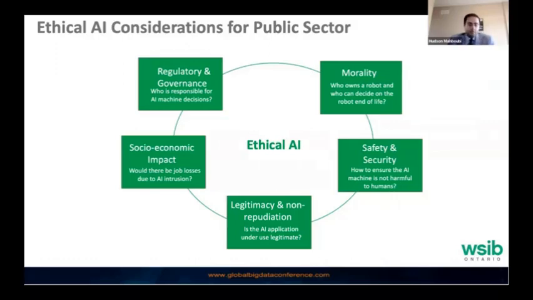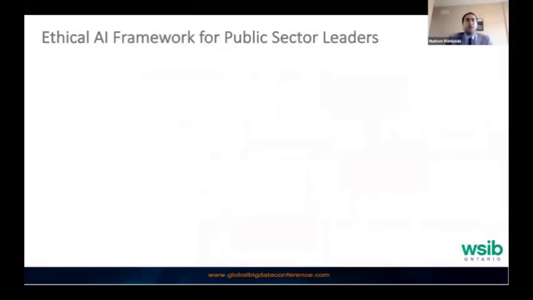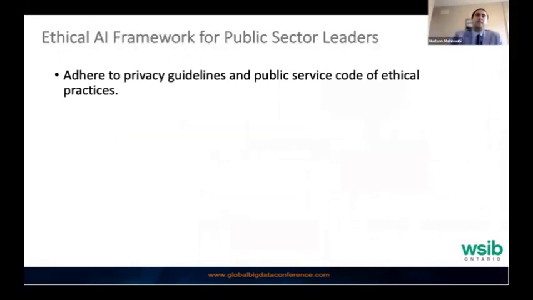The other piece would be the socioeconomic impact. How are we causing loss of jobs? Are we causing some people to lose their work and move to the next step because we are replacing humans with robots? Obviously this is a challenge, especially in a unionized environment where most of the staff are unionized and have some protection. There will be some change management, and good ethical practice needs to be put in place before going that way. So what would be our framework for public sector leaders to overcome that?